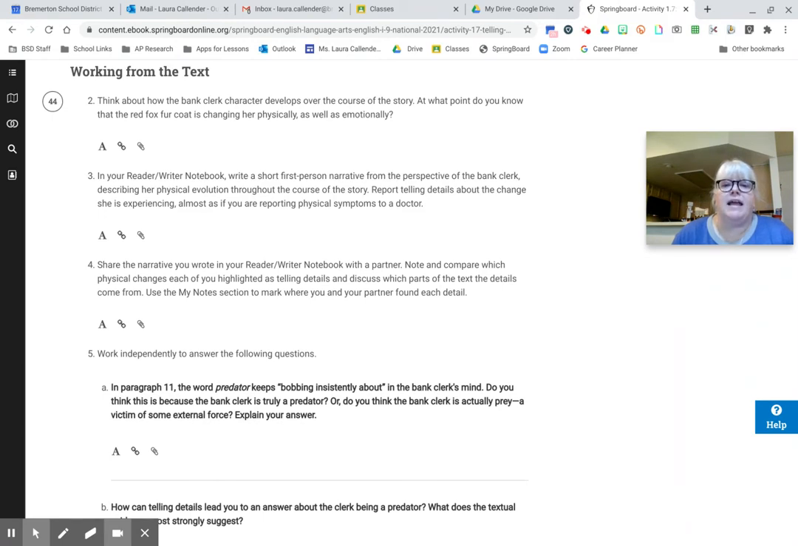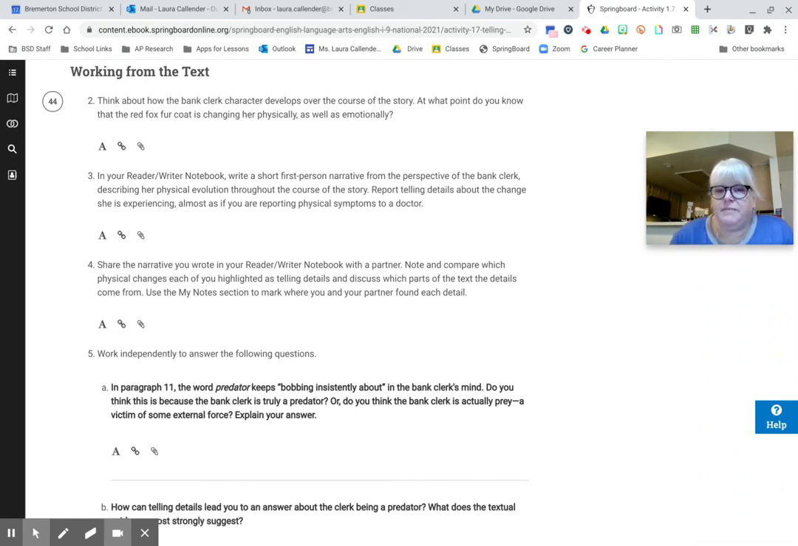And I am going to assess it for, first, how you write. So your organization, are your ideas organized logically? Your use of English grammar conventions. So how's your sentence structure? How is your spelling and your punctuation and capitalization? And then also, can you pull evidence from the text? Are the physical details, or these physical symptoms or telling details, are they accurate as far as what the story told us? So can you identify the things in the story and then put them in this first person narrative?